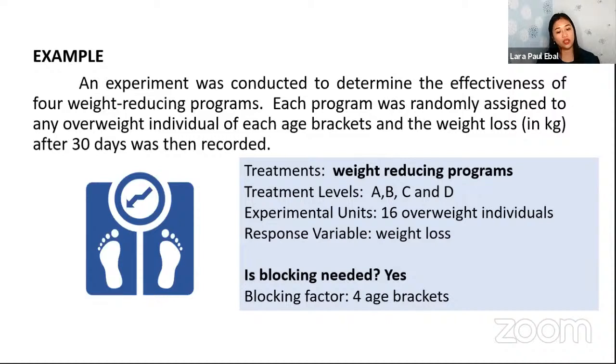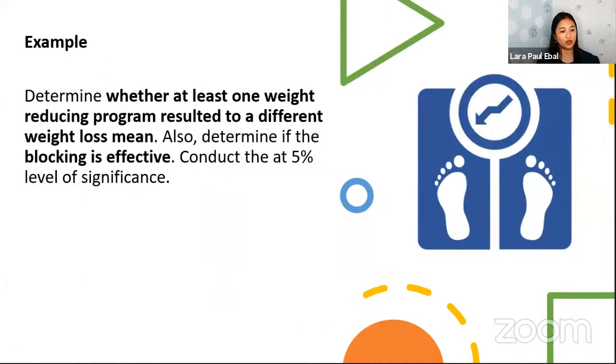Okay, so is blocking needed? Yes. Why? Because age can have an effect on the weight loss, right? So you have a blocking factor for age brackets. Now, determine whether at least one weight reducing program resulted in a different weight loss mean. So also determine if the blocking is effective.